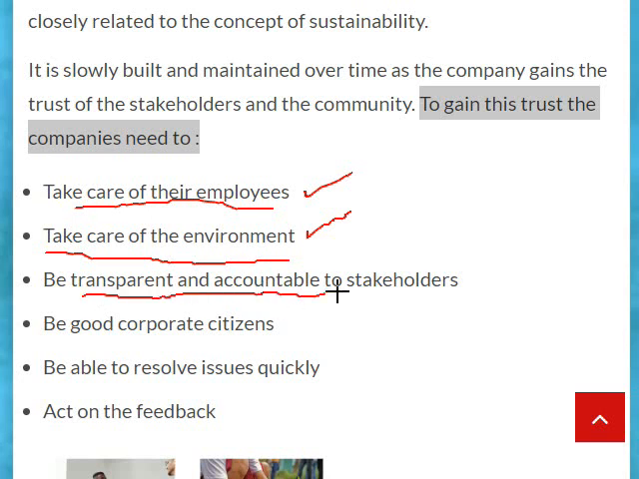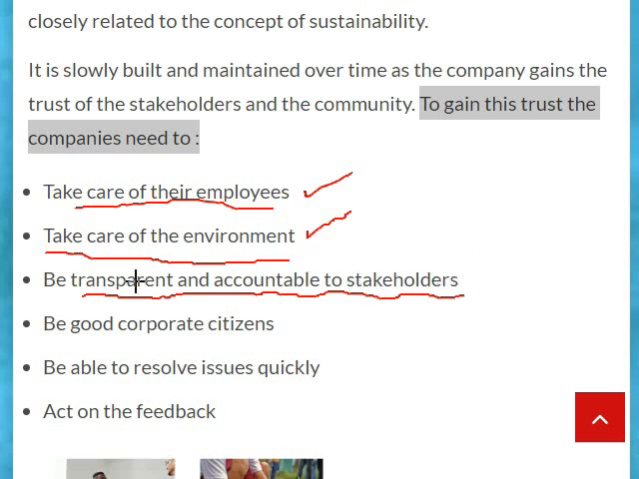Be transparent and accountable to stakeholders. So a company needs to be very transparent and accountable towards the stakeholders, because this is how you establish trust. If you are secretive, if you do not include the stakeholders in important decisions, it raises a lot of questions, and stakeholders might not be very trustful, or they might not trust the company.